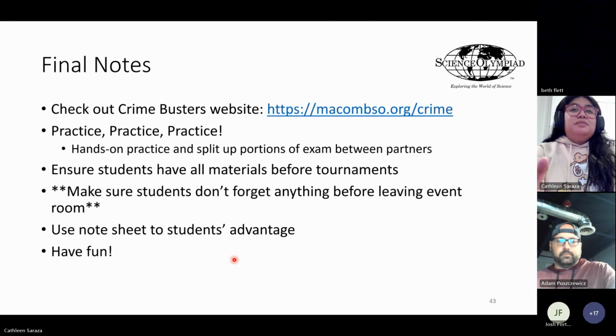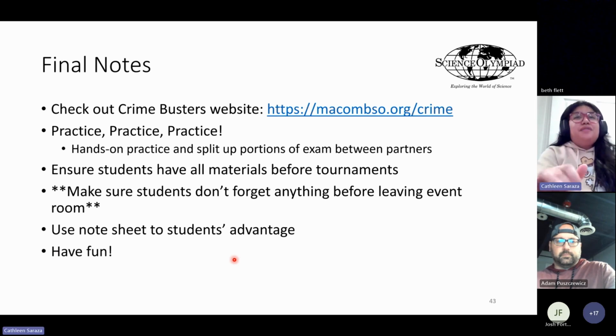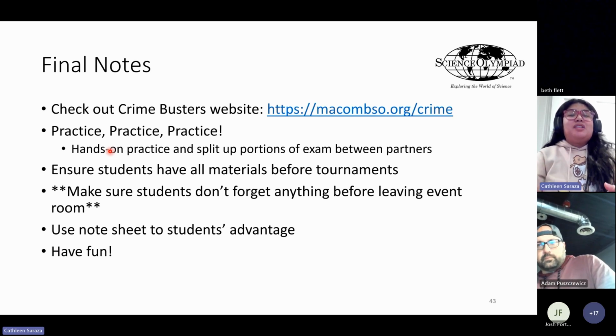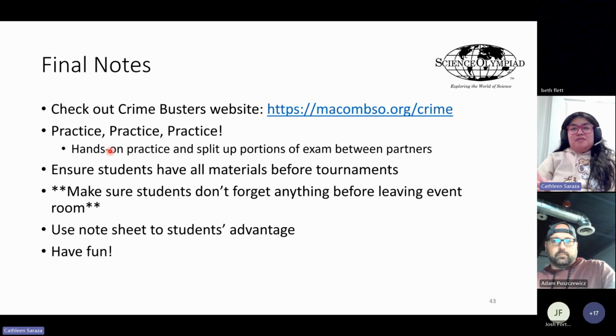Some final notes for preparing: make sure that you check out the Crime Busters website and that you practice with your students, because hands-on practice and knowing how to split up the portions of the exam between partners will make the event run smoothly for your students and better chance of getting more points and just overall enjoying the event.